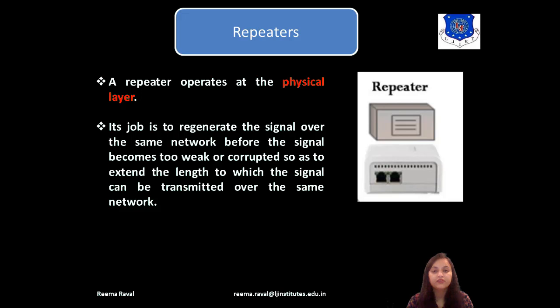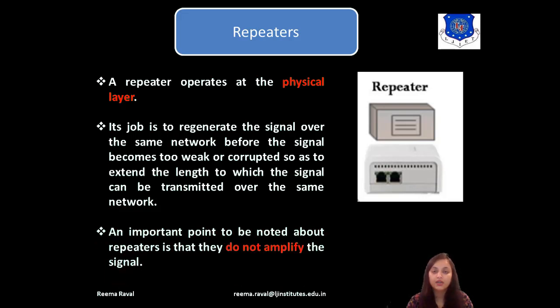That means whenever the data signal is transmitted over longer distances, it is required to regenerate the signal before it becomes too weak, or else you can say before it gets attenuated. So for that, repeaters are used. At the end device, we can say that the signal received is proper. An important point to be noted about repeaters is that they do not amplify the signals. That means we cannot say that during transmission the repeaters amplify the received signals. They do not amplify the signals.